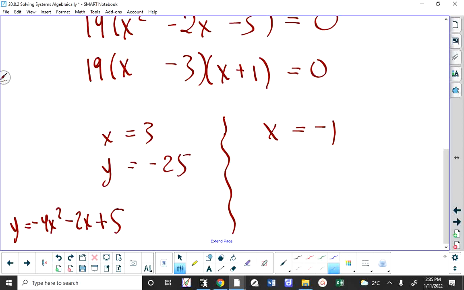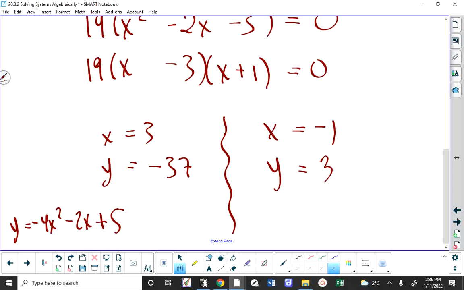No? I better double check that then. Negative 37. Okay. And putting negative 1 in. Negative 1 squared is 1 times negative 4 is negative 4. Negative 2 times negative 1 is 2, so negative 4 plus 2 is negative 2 plus 5. I'm getting 3. So are you. Excellent. Those are our two solutions.